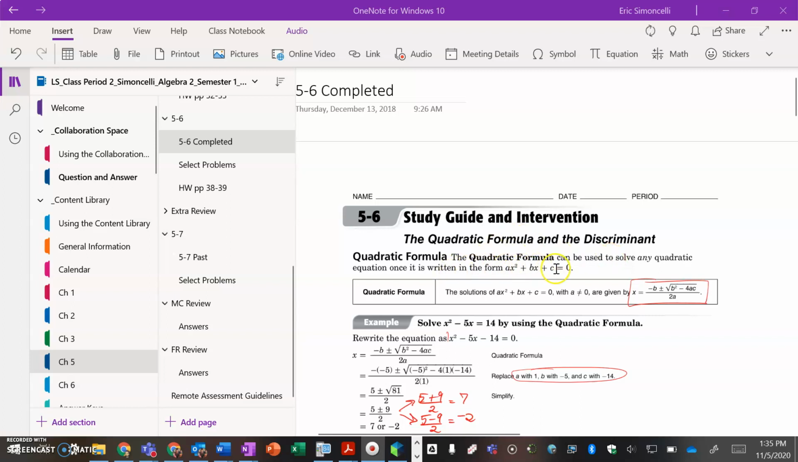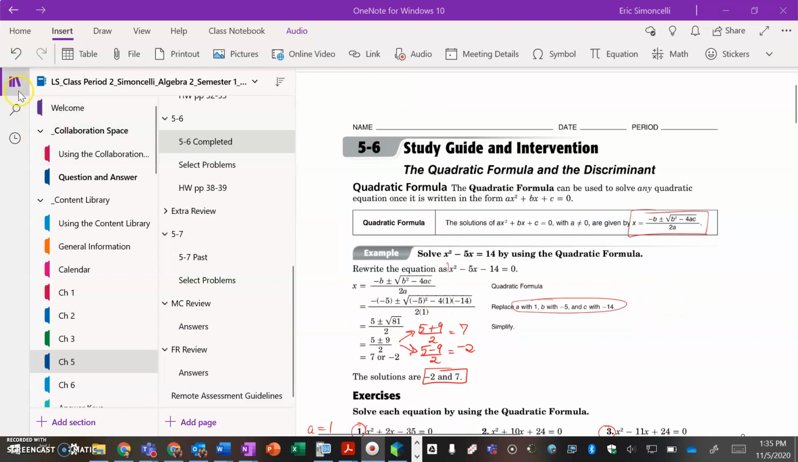The quadratic formula can be used to solve any quadratic equation once it is written in the form ax squared plus bx plus c equals 0. Here's the quadratic formula. The solutions of ax squared plus bx plus c equals 0, with a not equal to 0, are given by the following. x equals negative b plus or minus the square root of b squared minus 4ac, all over 2a.